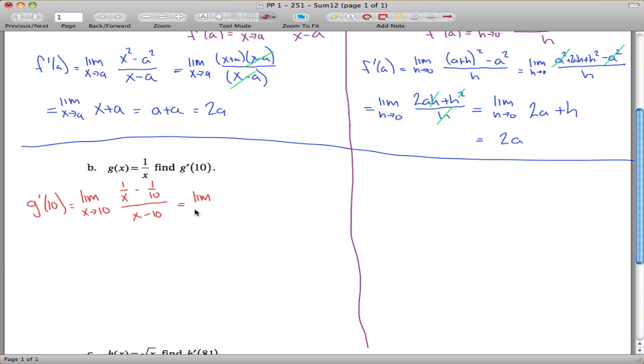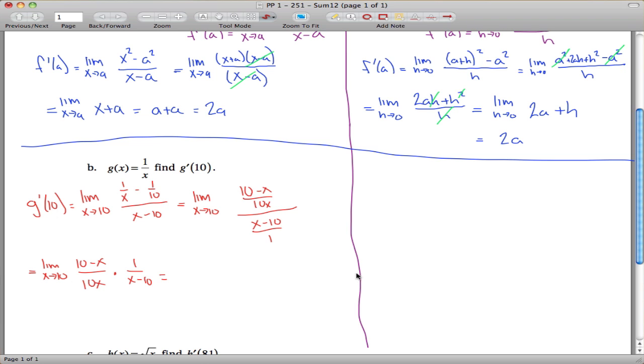All right, that's the limit as x approaches 10 of, if you get a common denominator on the top here, multiply this by 10 over 10, this by x over x, you get 10 minus x over 10x. So that's what the top is equal to. And the bottom is x minus 10. I'll put it divided by 1, so that's a fraction over a fraction. The reason I do that is because I know how to divide fractions. It's kind of like multiplying fractions, but you flip the denominator upside down. So I get 10 minus x over 10x times 1 over x minus 10.